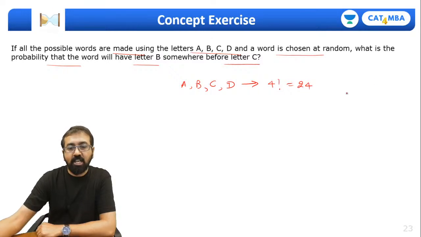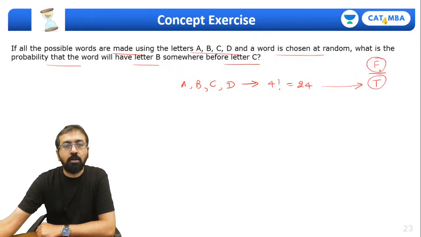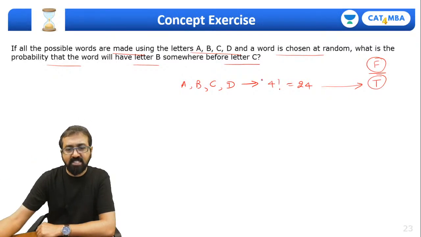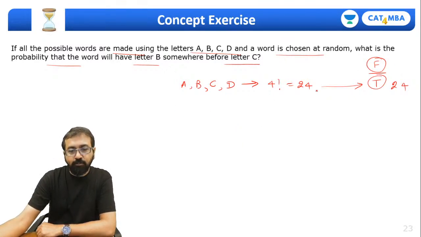So in a probability question, in the denominator you put the total outcomes, and in the numerator you put the favorable outcomes. Very simple. So can I say in this question my denominator will be 24 straight away? Now I need to find out of these 24 words, how many words will have B before C?